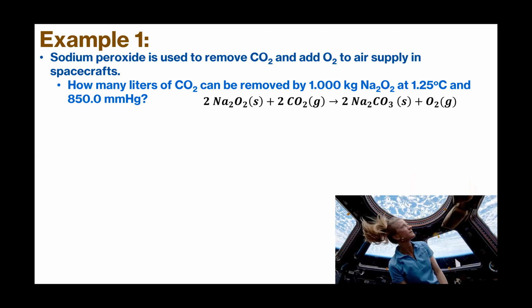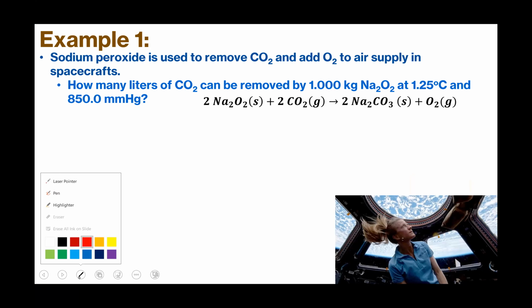Okay. Here's example one. Sodium peroxide is used to remove CO2 and add oxygen to the air supply in spacecrafts. How many liters of CO2 can be removed by 1.000 kilograms of sodium peroxide at 1.25 Celsius and 850 millimeters of mercury? All right, and I've given us the equation, so that's good.